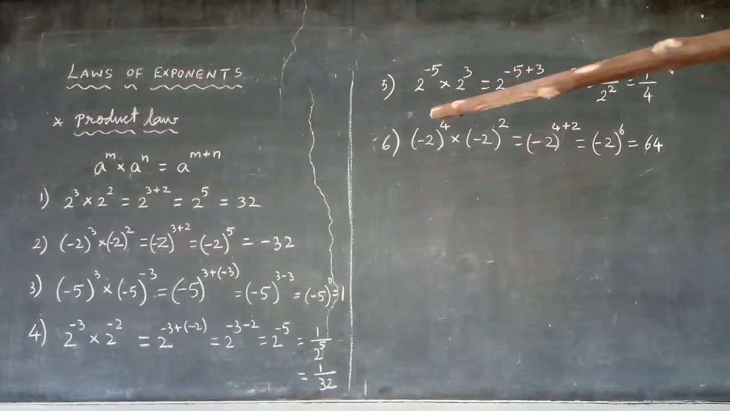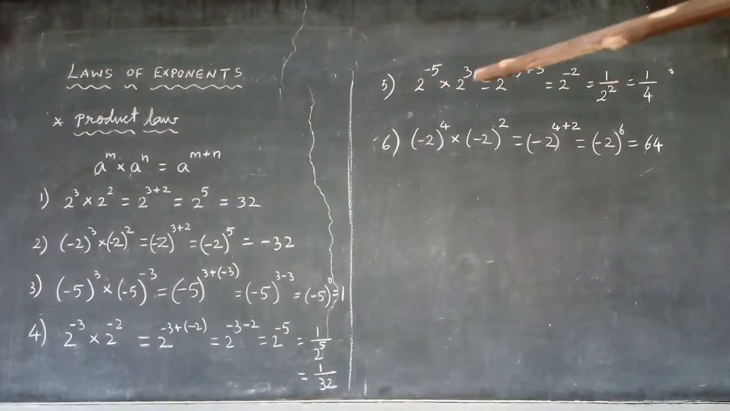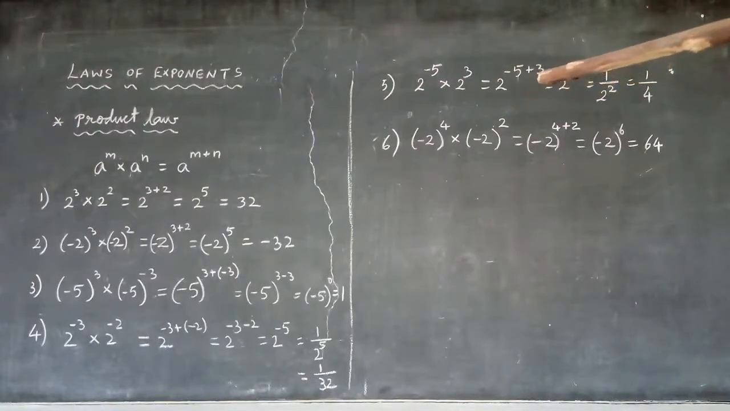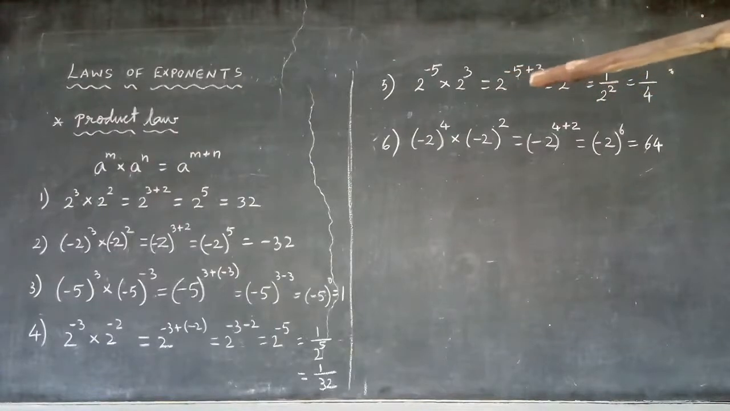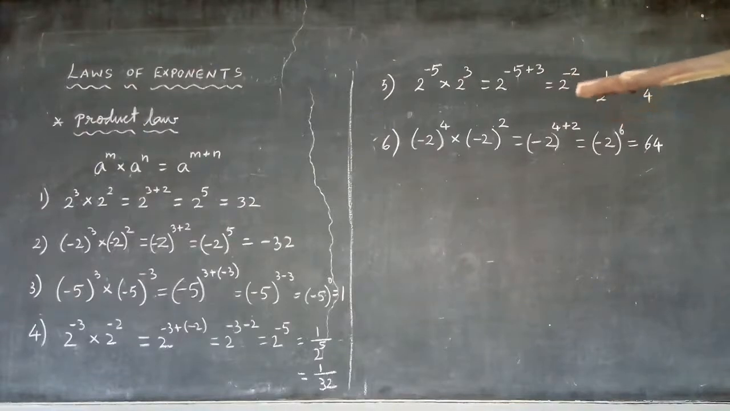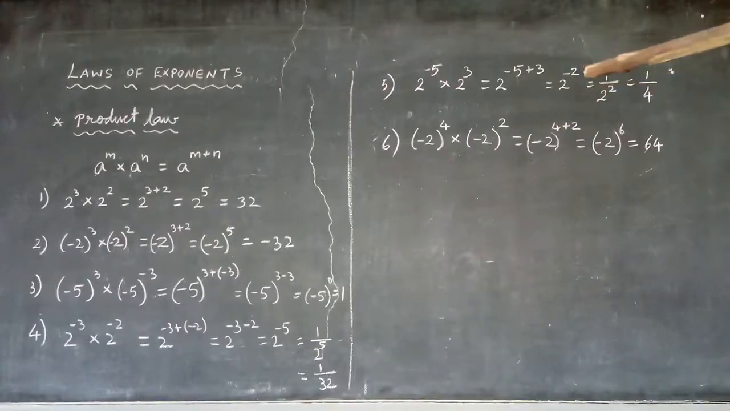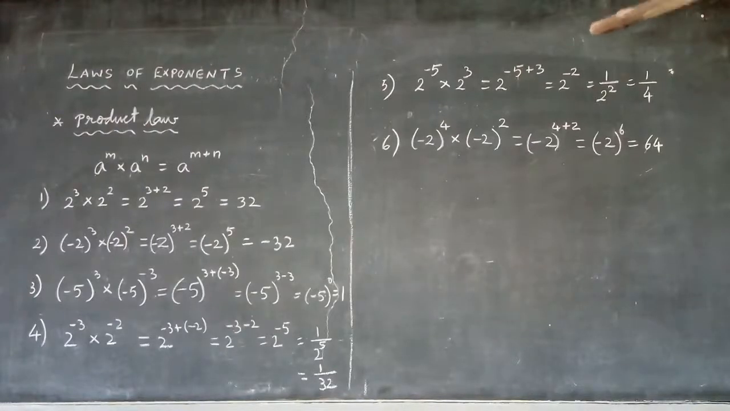See the next sum, 2 power minus 5 into 2 power 3. Put the base and add the power, minus 5 plus 3. So 2 power, different sign, take the greater number's sign. 5 is greater, so put the minus sign, and if we take the difference, we will get 2. So 2 power minus 2, this is in exponent form. Now we have to find the value. If there is a negative power we can't find the value directly, so we write it as 1 by 2 power 2, which is equal to, 2 power 2 is 4. So 1 by 4 is the answer.